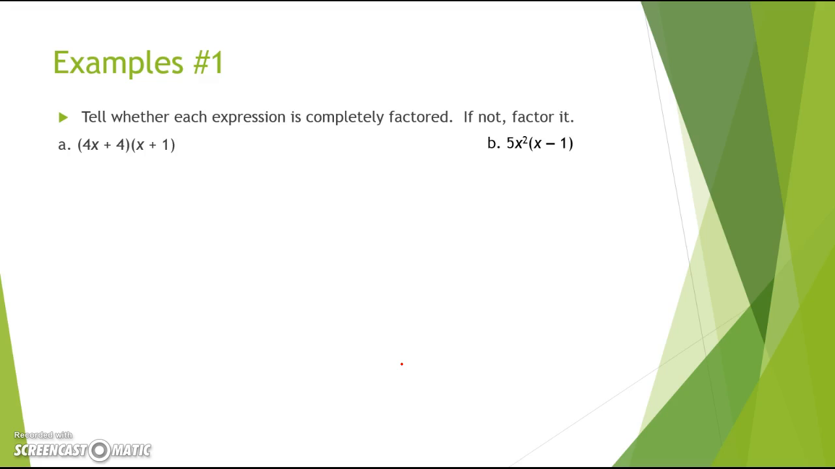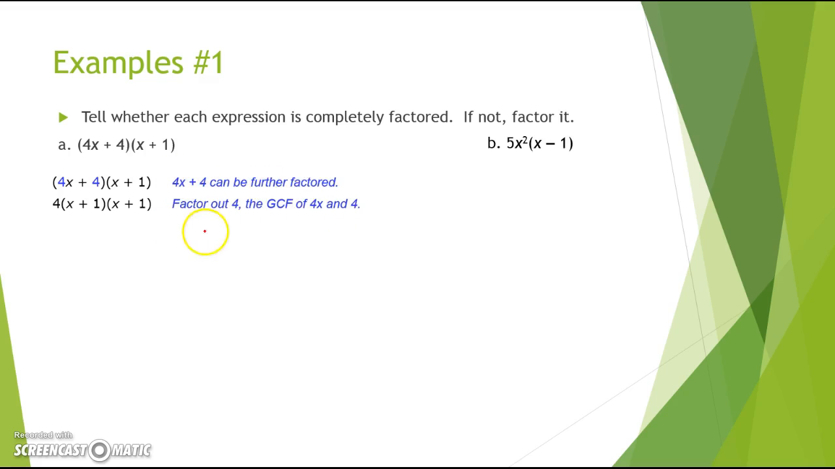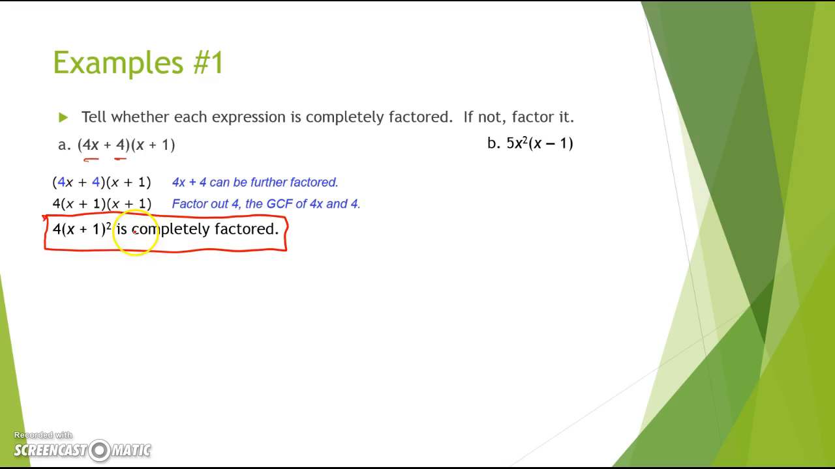It says, tell whether each expression is completely factorable. If not, factor it. So here we have a, 4x plus 4, x plus 1. So we have to determine if there's a greatest common factor, something that can be factored out here. Well, 4x plus 4 can be further factored. So what you can do is factor out a 4 here, which will give you x plus 1 times x plus 1. So your final answer of this factored out completely is 4 times x plus 1 squared, and this is the completely factored answer.